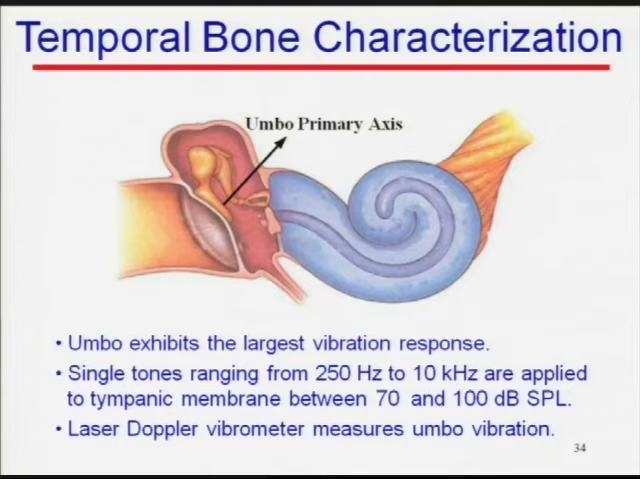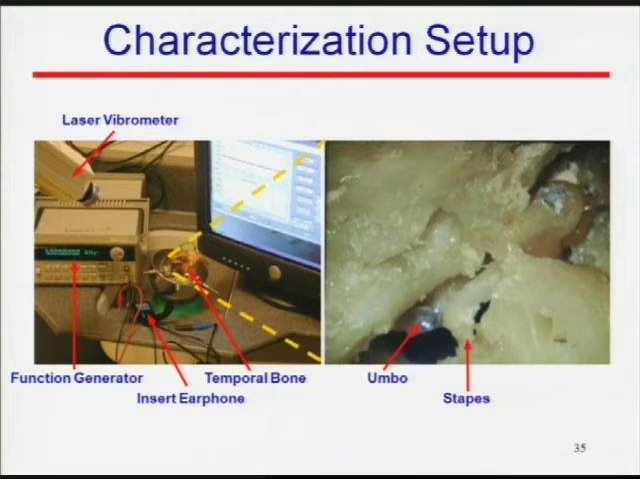We take single tones going from 250 hertz to 10 kilohertz between 70 dB and 100 dB SPL. This is the dB unit representing the sound pressure level. And we use an optical method, a laser Doppler vibrometer, to measure the bone vibration. So this is the setup. We actually use a cadaver bone, cut from half of the head. It was scary, but I had a very good graduate student, Mark Zorcher, who was brave enough to wear the gloves, go to the medical school, manipulate the pieces, and use the laser vibrometer to measure the vibration characteristics.